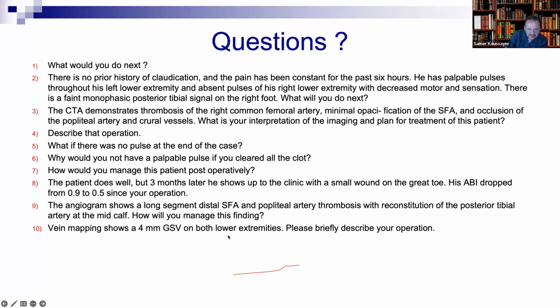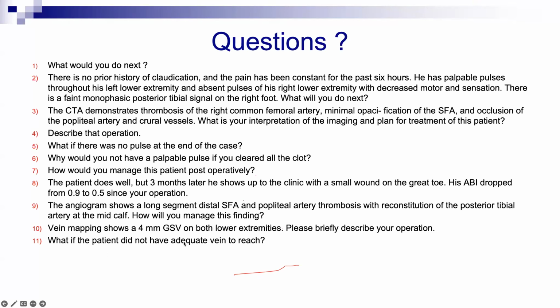Vein mapping shows good vein with no calcification on both lower extremities. Describe your operation. You have to tell him how to harvest it and do it, so you can do that, right? Okay. What if the patient did not have adequate vein to reach? What do you do?